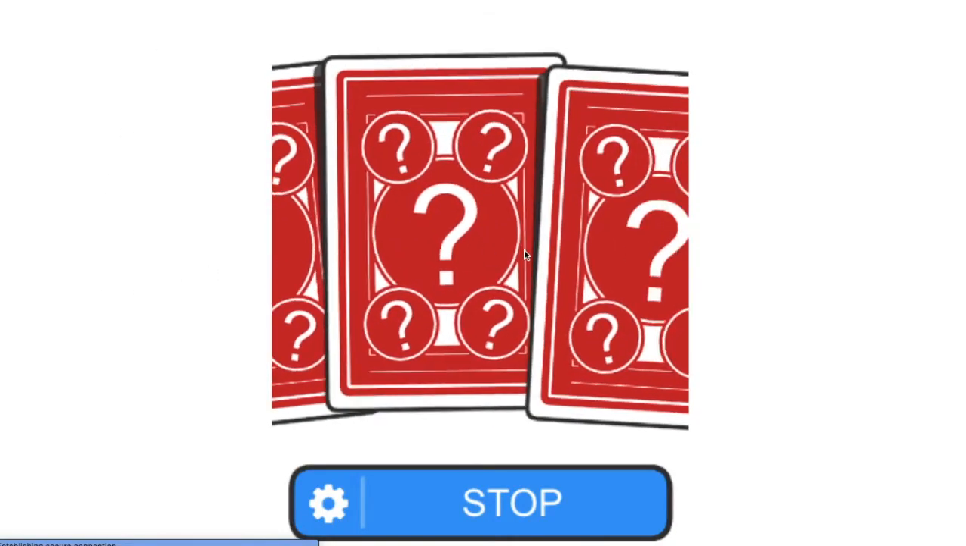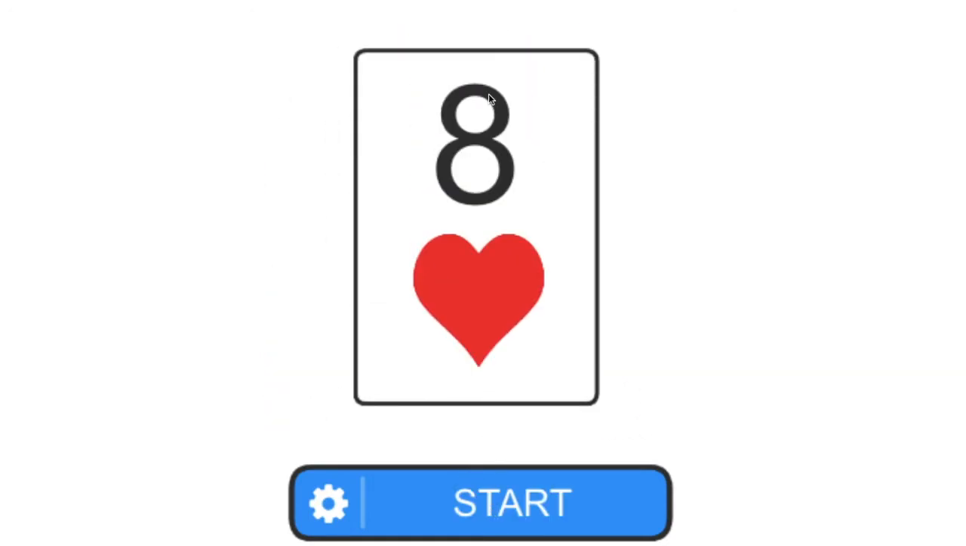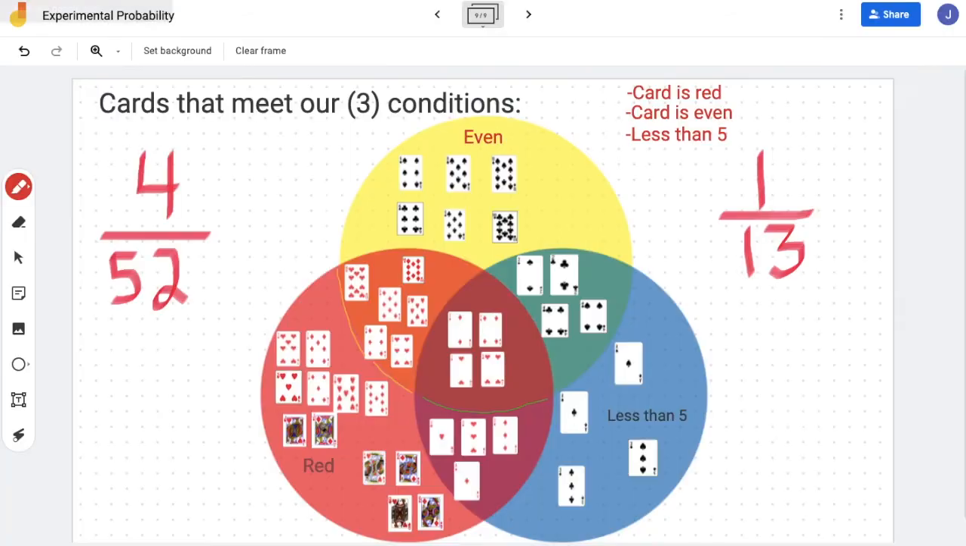And just for fun, let's go ahead and run that experiment. So I've got my card picker widget here going, and before I get too dizzy, because it's making me a little bit dizzy, I'm going to go ahead and pick a card, and it is the 8 of hearts. That meets my red condition, that meets my even condition, but it does not meet my less than 5 condition. So it met 2 of them. So it would be in this section here between even and red.